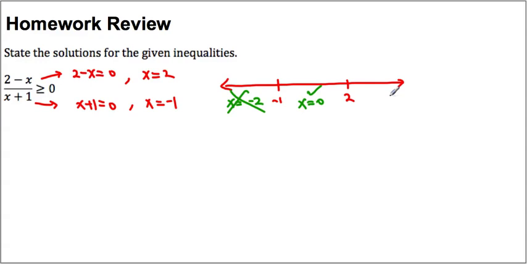How about the rightmost section? What if we let x equal 3? The numerator becomes 2 minus 3, which is negative, while the denominator is positive. Once again, negative over positive makes the entire value negative, while what I'm looking for is something greater than 0. So therefore, this will not work either. So the only possible values are from here to here.